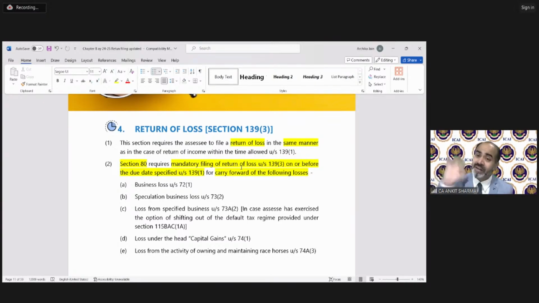No, section 139(1) does not say it. It is section 80, and it only says that if you want to carry forward your loss, then you have to file your return. If you do not want to file your return, do not file it. There will be no interest, no penalty if you are in loss. But the problem is that your loss will be dead. Your loss will be lost.